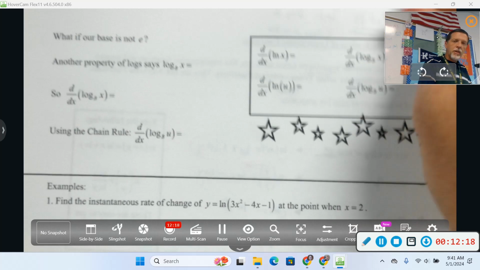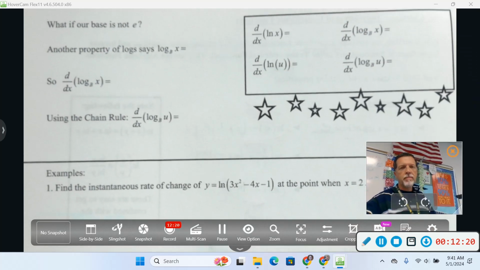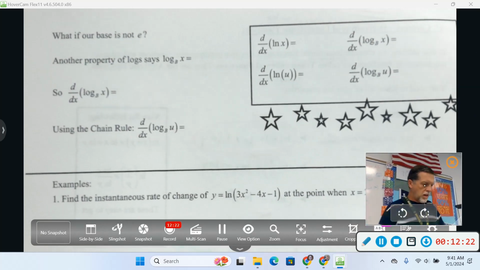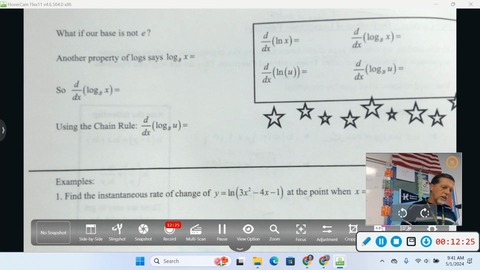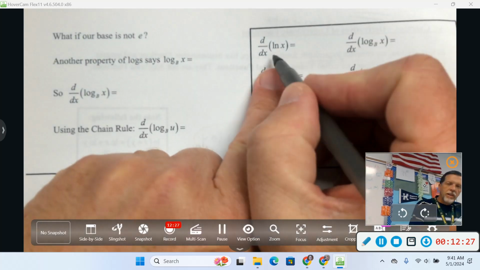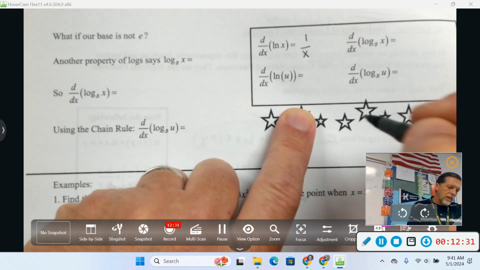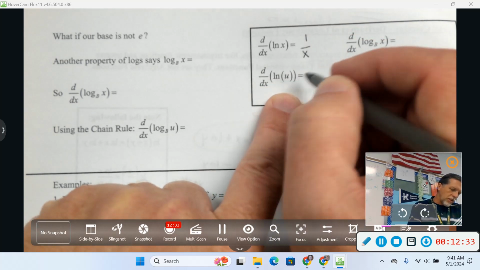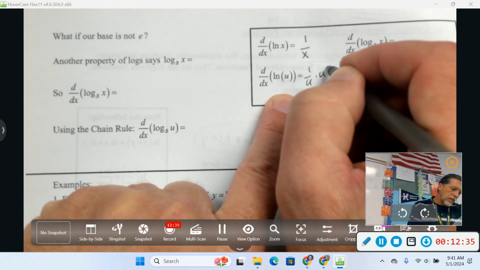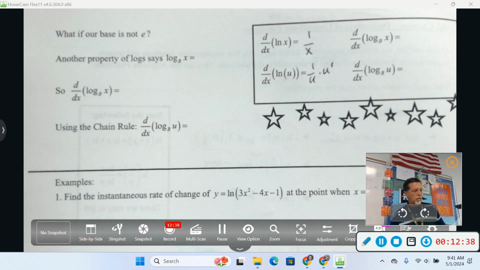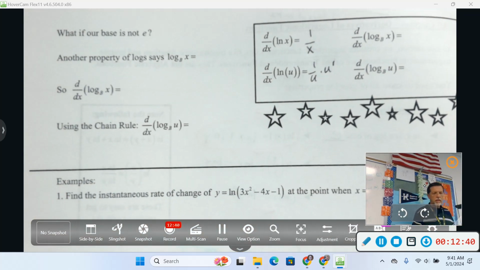Okay, well, what if our base is not e? Property of log. Well, let's fill in the ones we know, in the box here. The derivative of natural log x is 1 over x. Derivative of natural log of u is 1 over u times u prime. That we know.